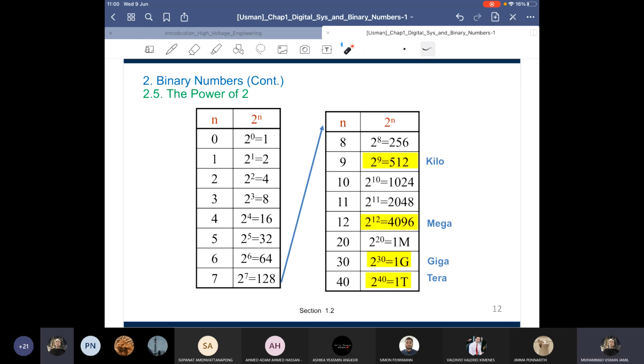Sorry, this one is, I don't know why it's a mistake. This one is not kilo. This is kilo.